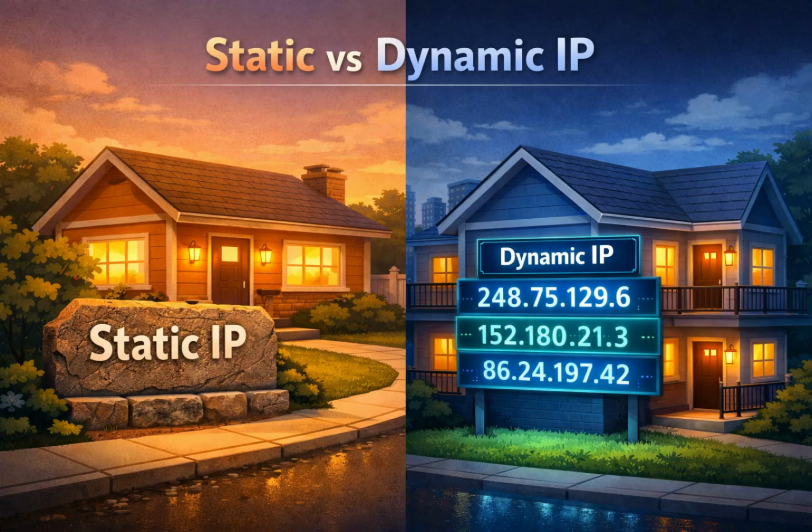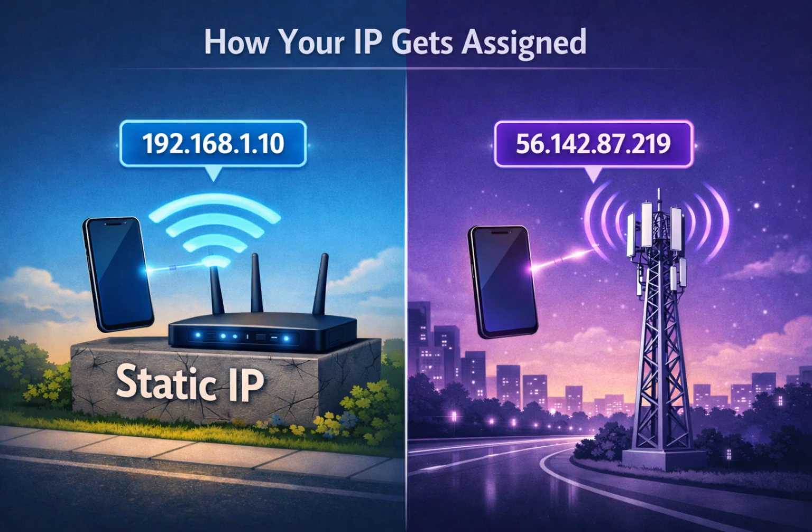The system responsible for automatically assigning dynamic IP addresses is called DHCP, which stands for Dynamic Host Configuration Protocol. Think of DHCP like a receptionist at a hotel. When you arrive, the receptionist checks the available rooms and assigns you one. When you leave, that room becomes available for the next guest. Your router does exactly the same thing for devices on your home network.